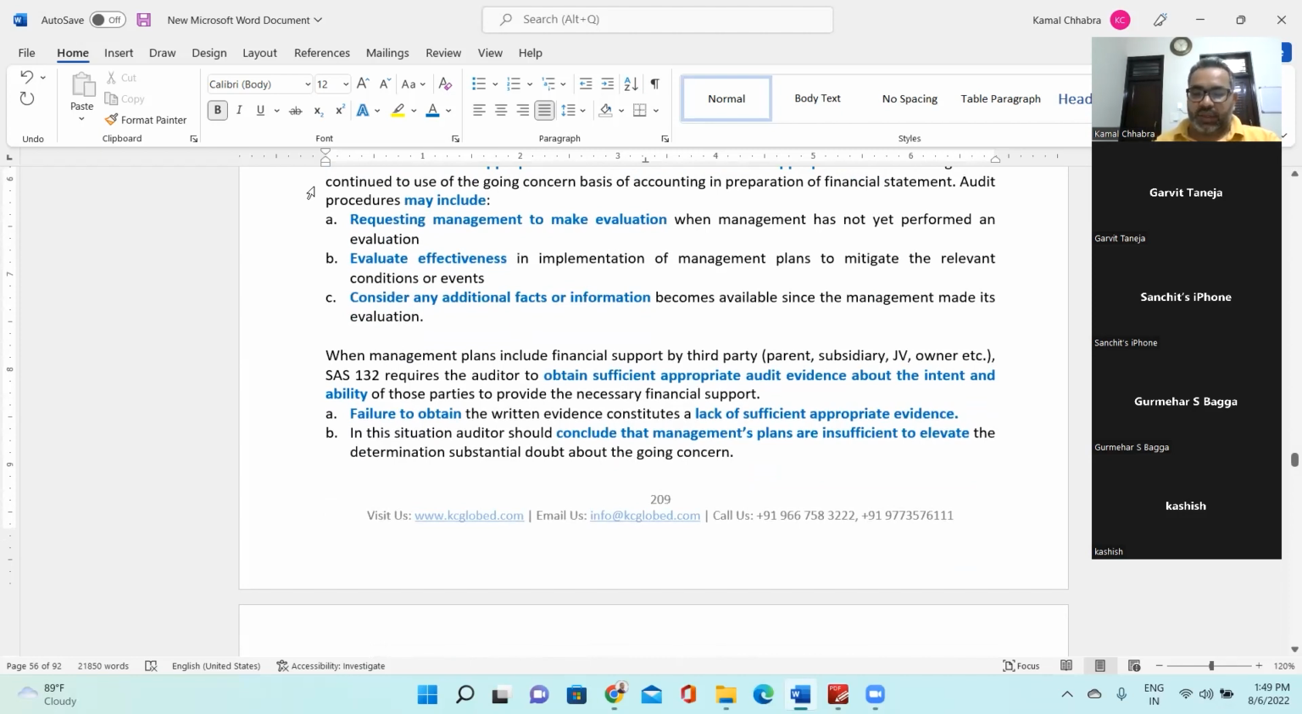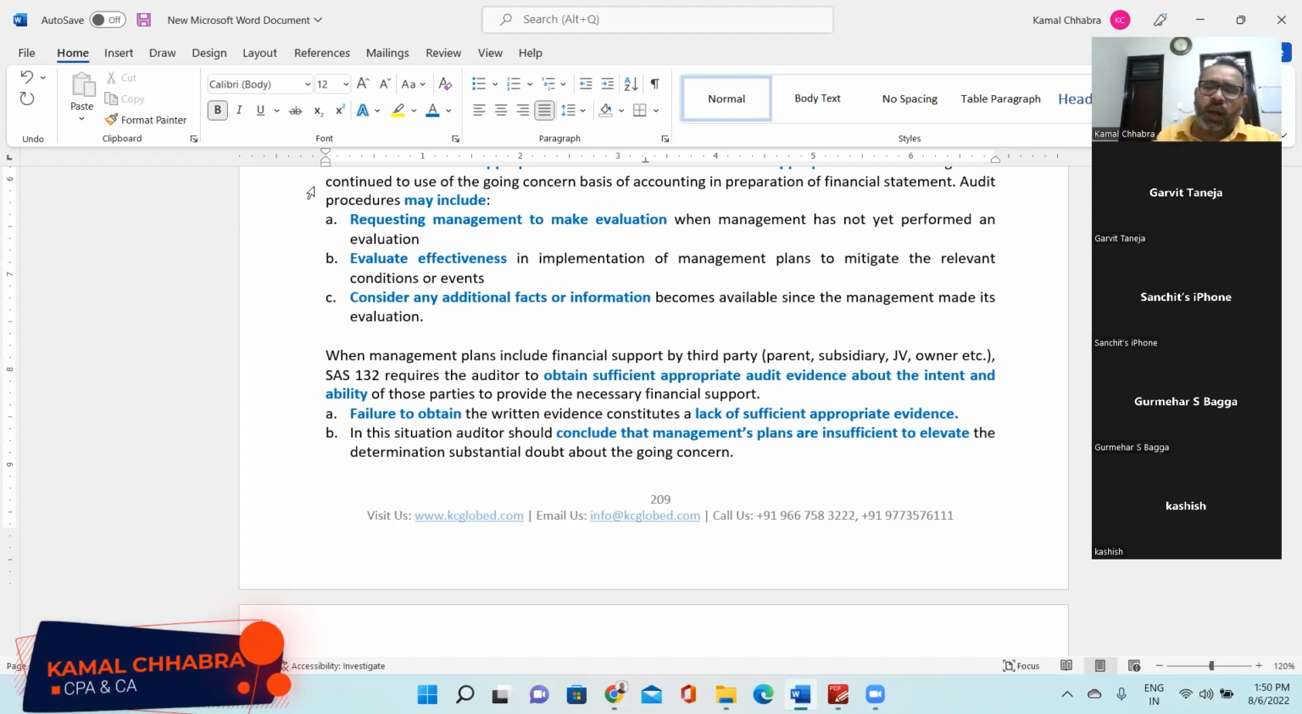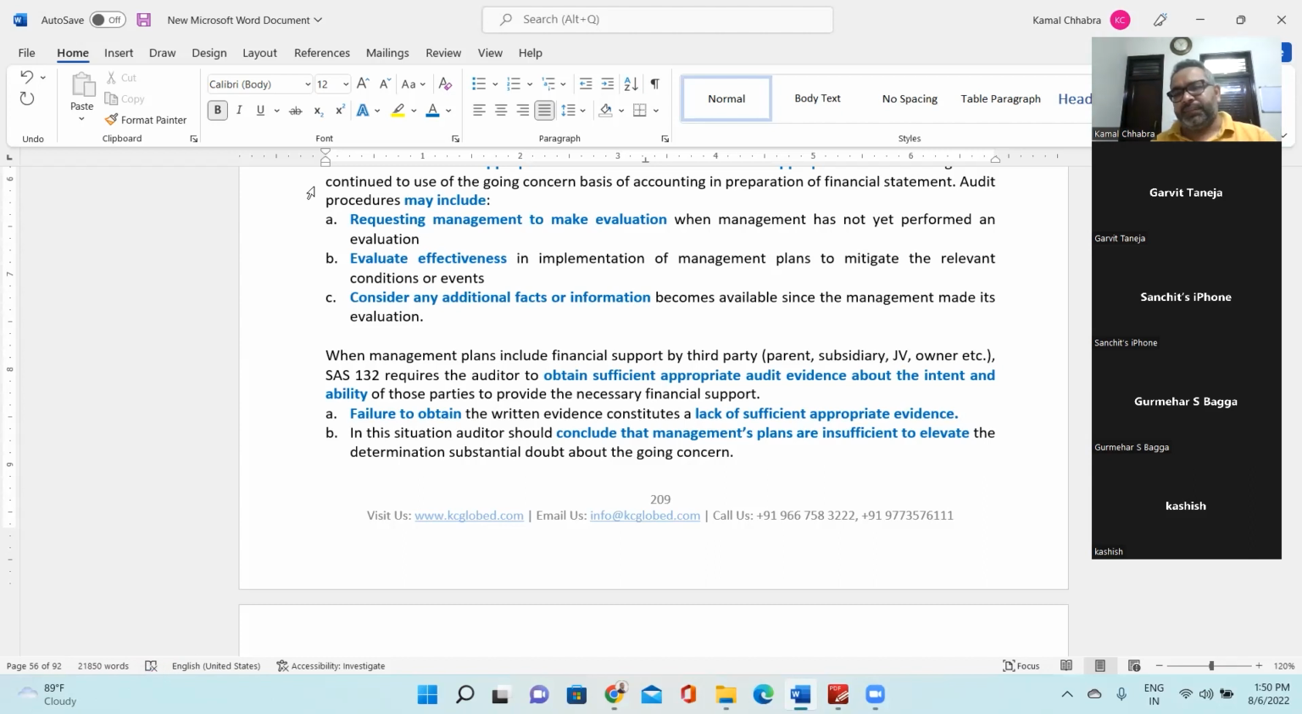When management plan financial support by third party, right? For example, the parent company has given a support to the subsidiary who is running in loss. In that case of scenario, you need to obtain the confirmation from those third party who are given the commitment and support to the company which is in loss.